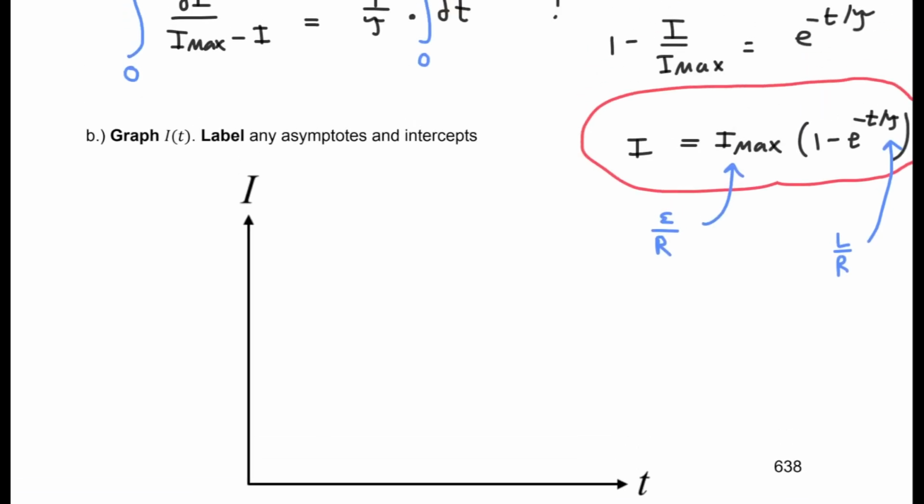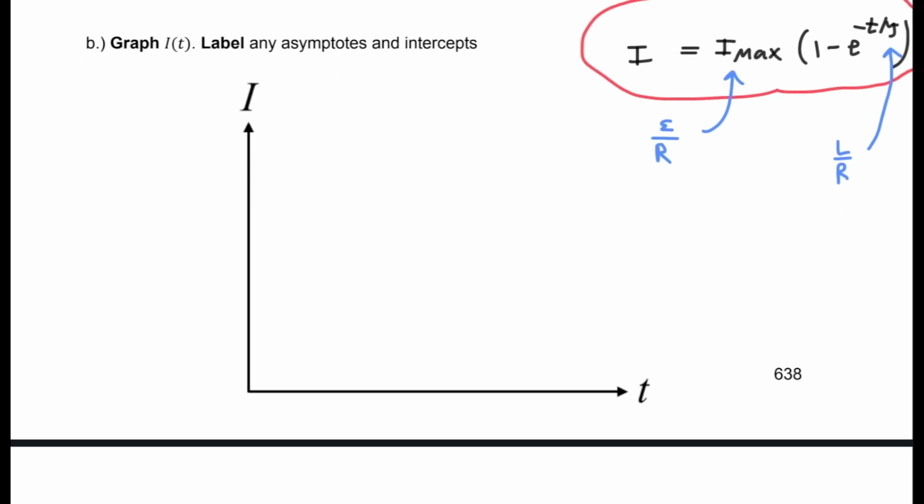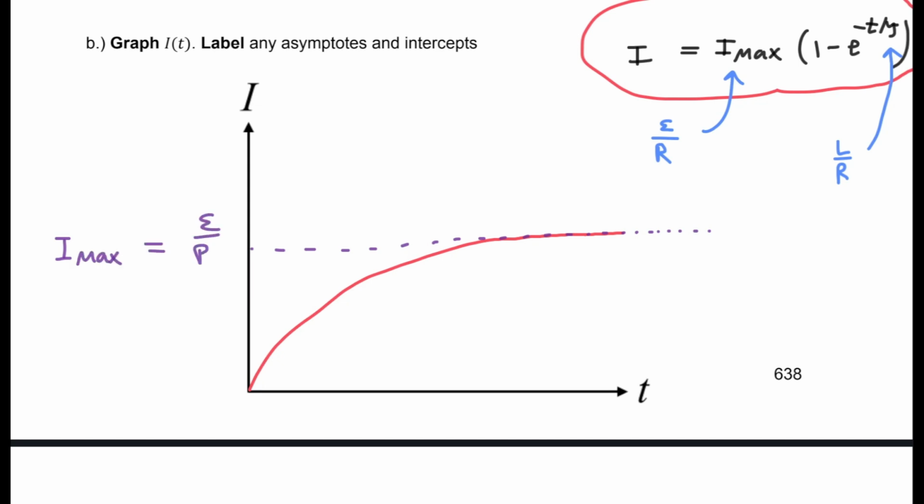But now we'll graph I of t. So again, we already know what this parent function looks like. It just looks like something where the current is initially 0, and then it approaches some steady state value. And it does want us to label any sort of asymptotes and intercepts here. So there's my horizontal asymptote, and we said that this represents the maximum current in the circuit, which is the battery EMF divided by the resistance.